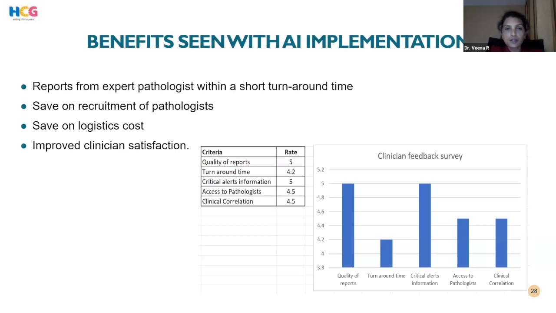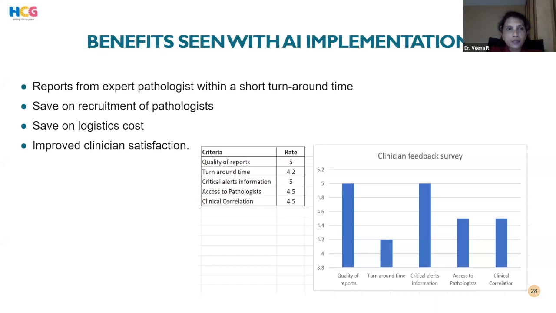The critical alert information coming from the equipment. Then they were able to access the expert pathologists across our network, and it correlated well with their clinical diagnosis, and also they were happy with the turnaround time when compared to the previous one. So this actually shows that digital pathology actually is one of the very good tools if you consider the patient safety and the clinician satisfaction.